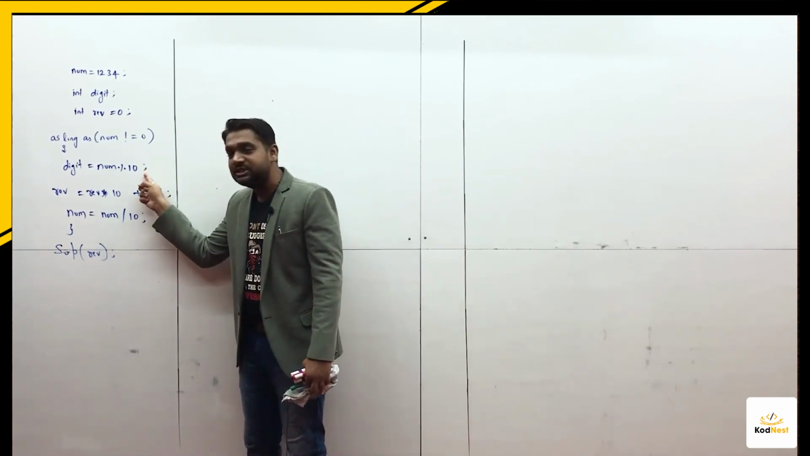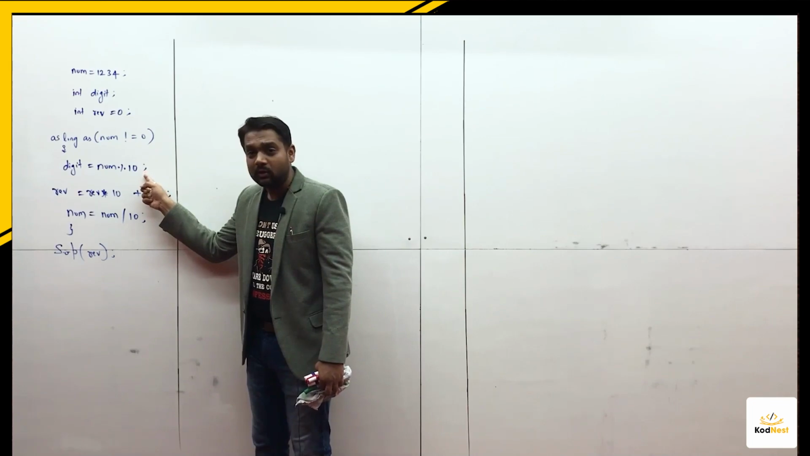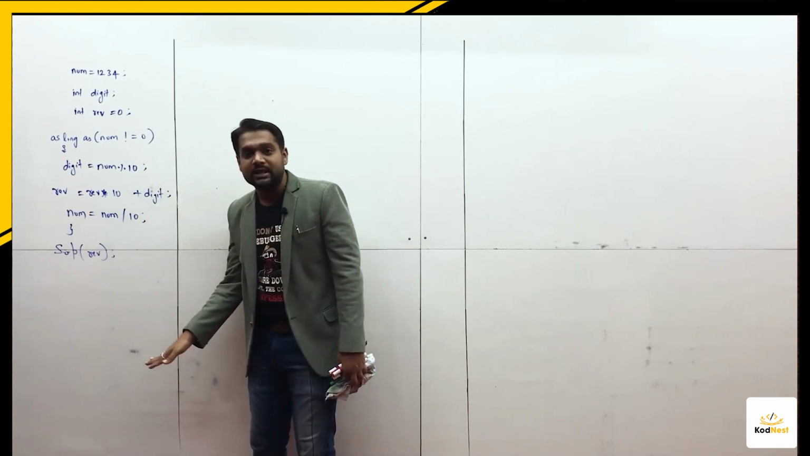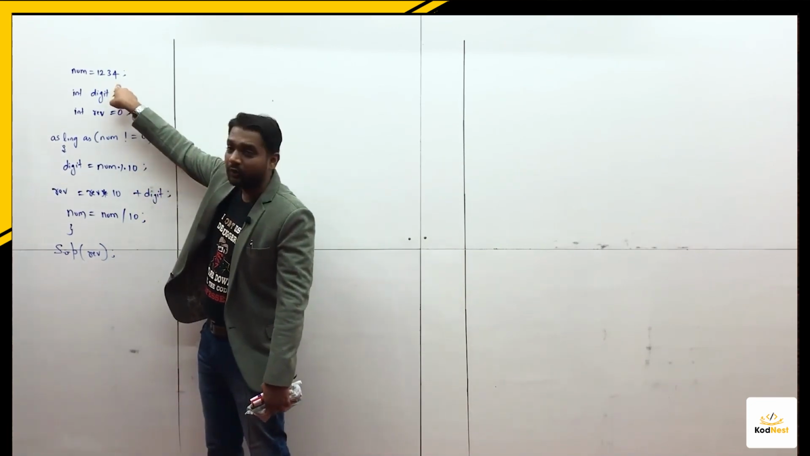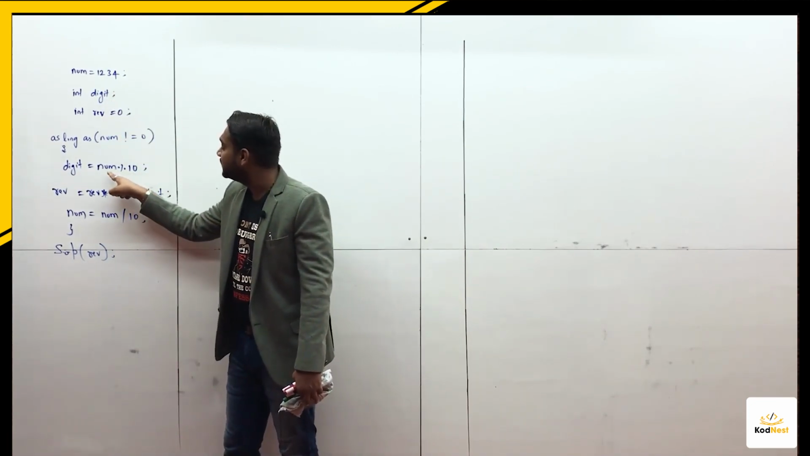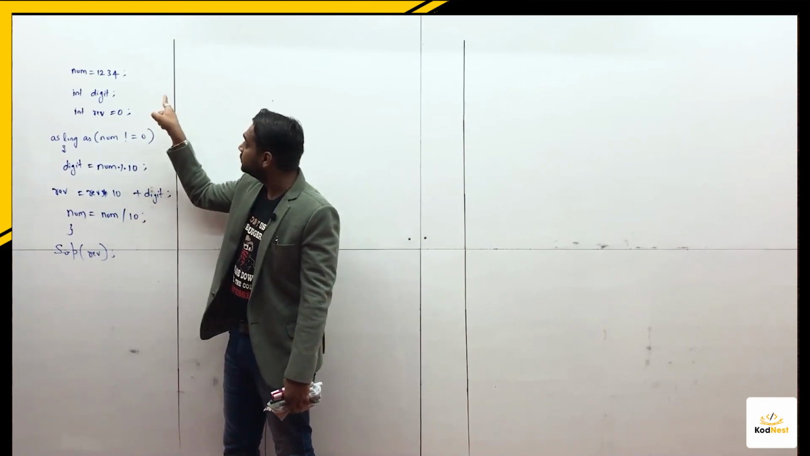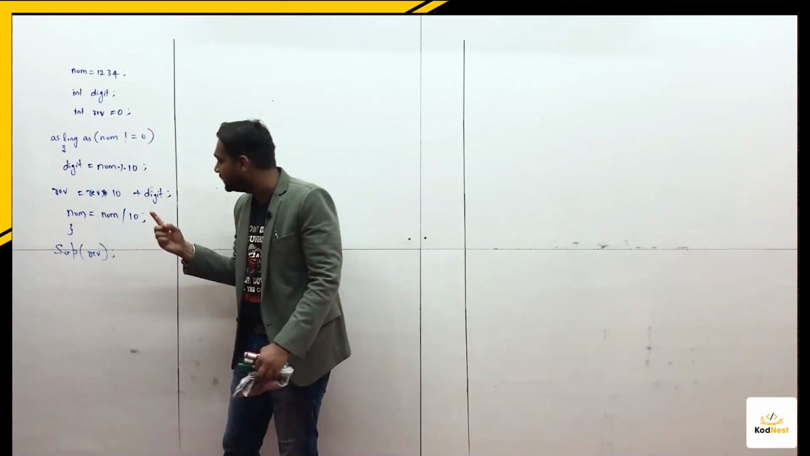How do you remove the last digit? How do you take out the last digit? Taking out is different, removing is different. In 1, 2, 3, 4, if you want 4, take the number mod 10. In 1, 2, 3, 4, if you want 4 to be removed, then divide it by 10.